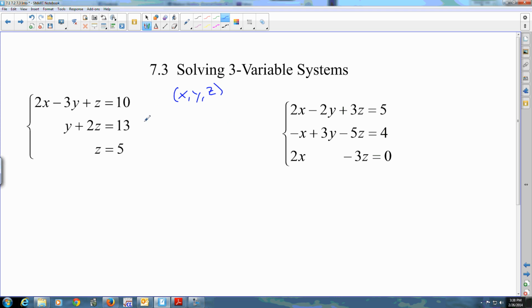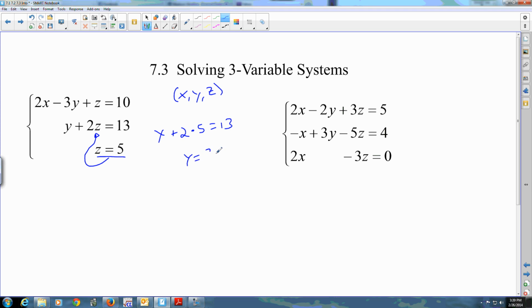All right? When your problem is given to you that looks like this, where you know what one of the variables is, it's called back substitution. You're going to substitute it back into a previous equation. Whoops, I didn't do the actual substitution. Times what Z was worth, 5, is equal to 13, and then solve for Y.